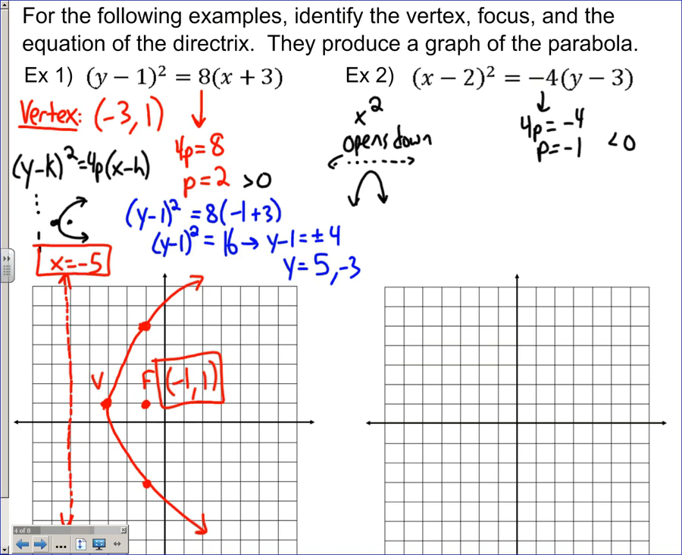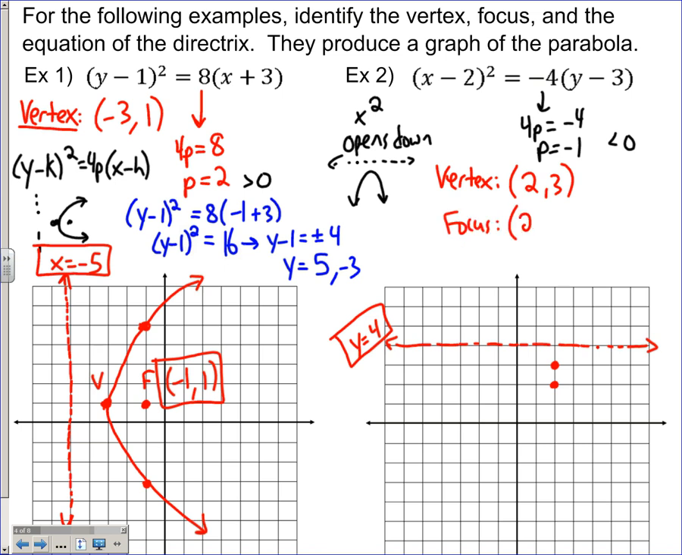We can identify our vertex, which would be 2, 3, and then we'll start to plot our information. So 2, 3 gives me my vertex. I know in this case my directrix is above, since my parabola opens down. And p has a value of 1, so 1 unit up would give me the directrix. So it's that horizontal line at y equals 4. My focus is 1 unit in the other direction, so 1 unit down would give me my focus.